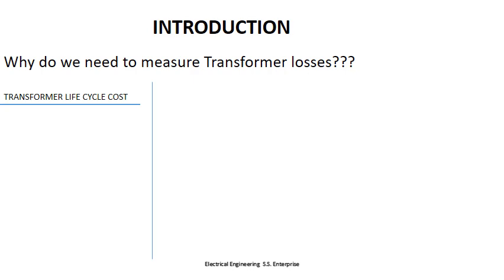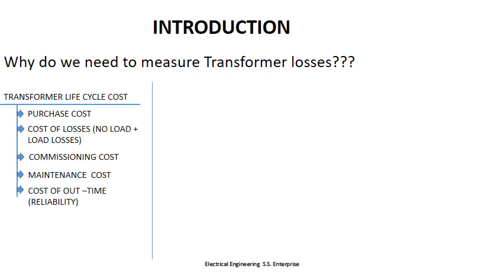Transformer life cycle cost consists of the purchase cost that we initially need to bear, the cost of losses, no load loss and load loss throughout the lifespan, commissioning cost, maintenance cost, and cost of outage time and reliability. Reduction of energy losses and related cost normally leads to higher initial cost.